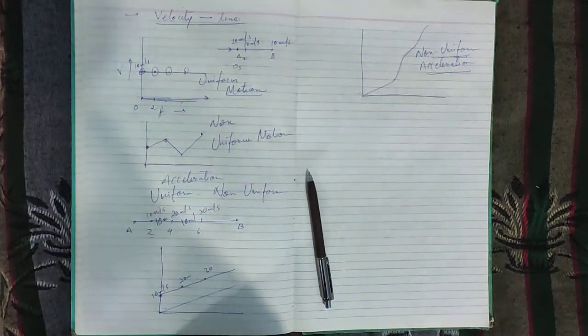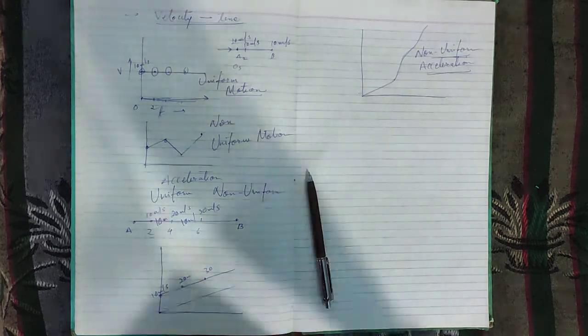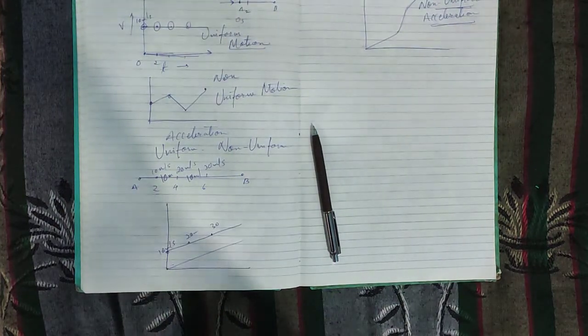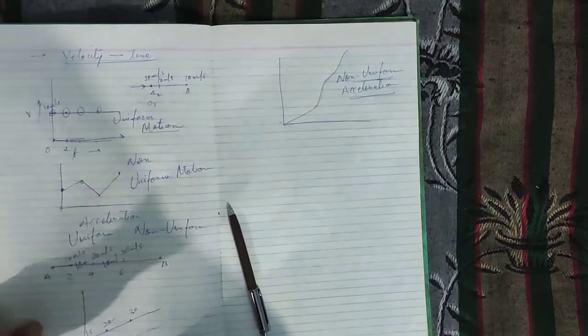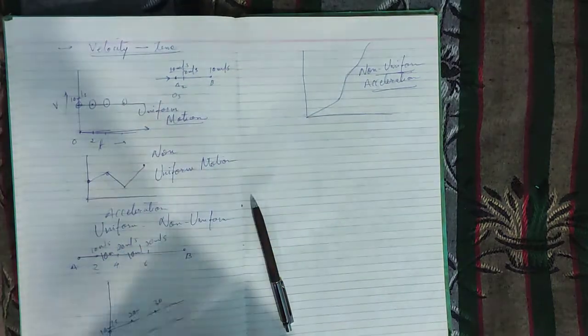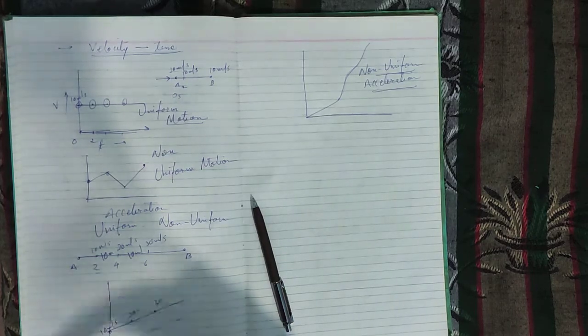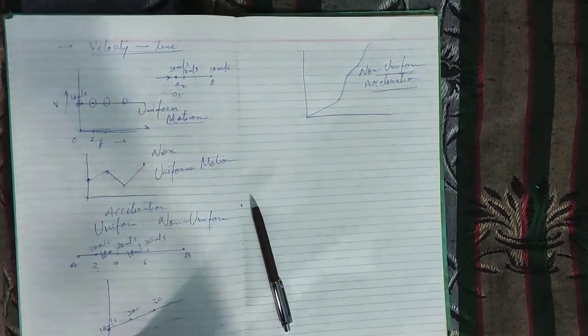Because this is velocity time graph, we can describe the acceleration of an object. If the graph is a straight line like this, then it is uniform acceleration, and if the graph is not a straight line like this one, then it is non-uniform acceleration. So just like in the previous cases, we have uniform and non-uniform motion as well as acceleration. So let us compare the graphs of the objects in motion for distance time graph and velocity time graph.